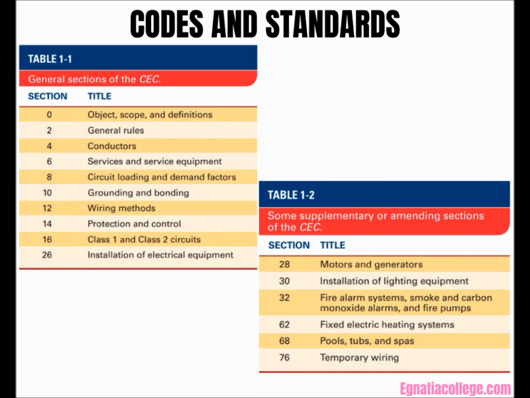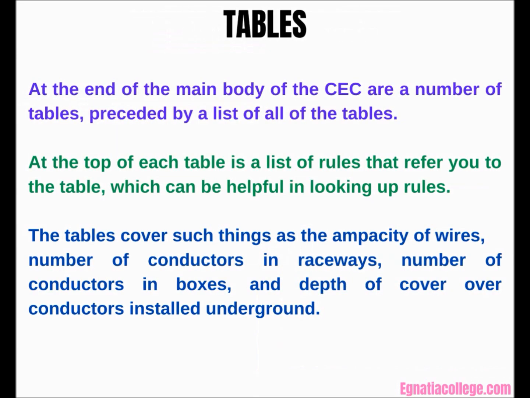Tables. At the end of the main body of the CEC are a number of tables, preceded by a list of all of the tables. At the top of each table is a list of rules that refer you to the table, which can be helpful in looking up rules. The tables cover such things as the ampacity of wires, number of conductors in raceways, number of conductors in boxes, and depth of cover over conductors installed underground.